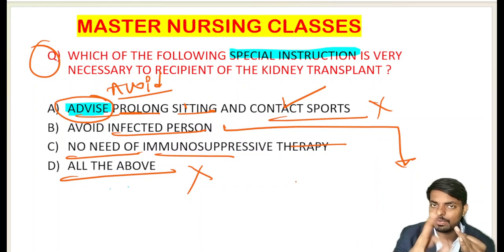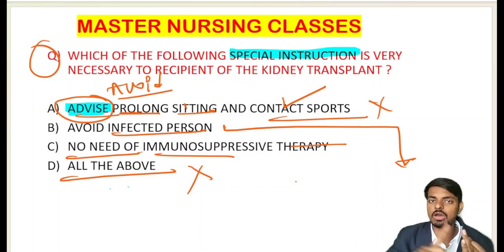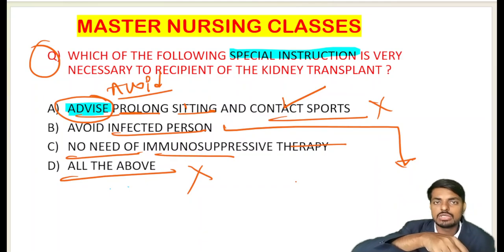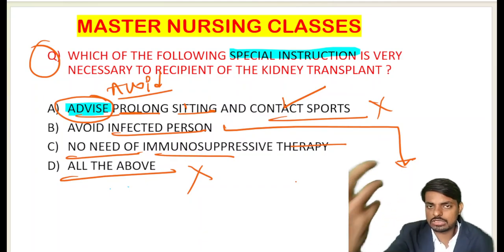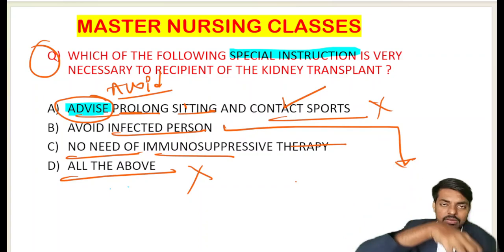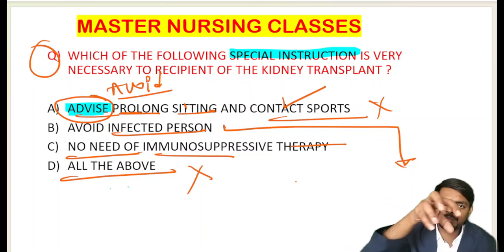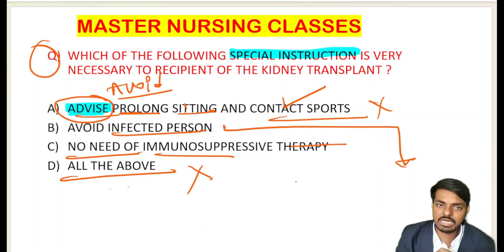We need to advise the person not to visit relatives or family members who are suffering from an active infection. Why? Because the person who received the kidney is on immunosuppressive therapy. If he is exposed to someone who has an infection, he has the highest risk and chance of getting infected. So as nursing officers, we will advise the person not to visit the infected person. Hope the concept is clear.